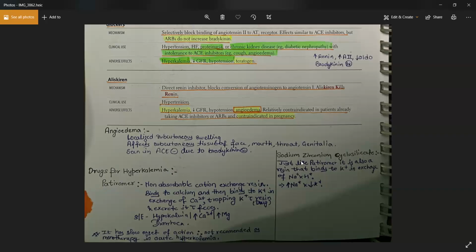Then you have the sodium zirconium silicate drug, and it is just like the patiromer, but instead of calcium, you have the sodium here. Now this drug will leave the sodium, and instead of sodium, it will bind to the potassium in the GIT, losing the potassium and reabsorbing the sodium.